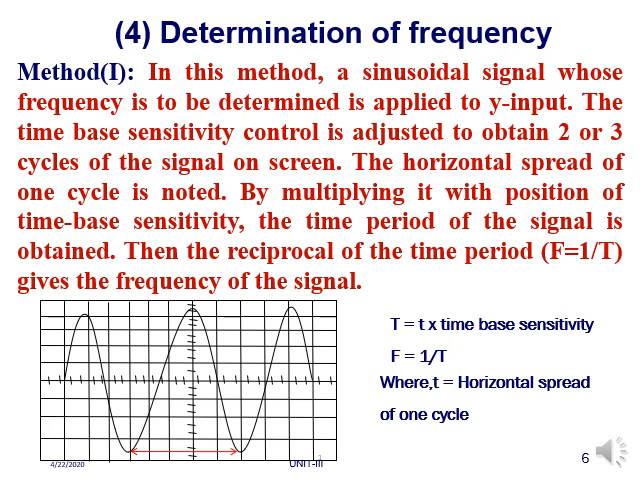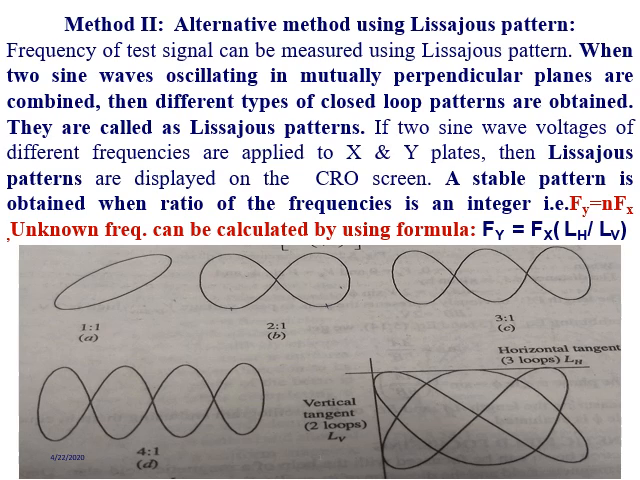Then frequency also can be calculated by another method that we will discuss. So this is method 2. It is the alternative method using Lissajous pattern. Now what are Lissajous patterns? When two sine waves oscillating in mutually perpendicular planes are combined, then different types of closed loop patterns are obtained. These are the closed loop patterns as shown in the figure.